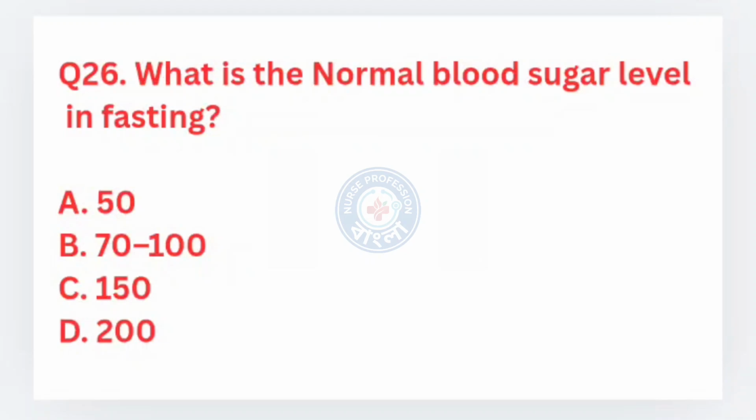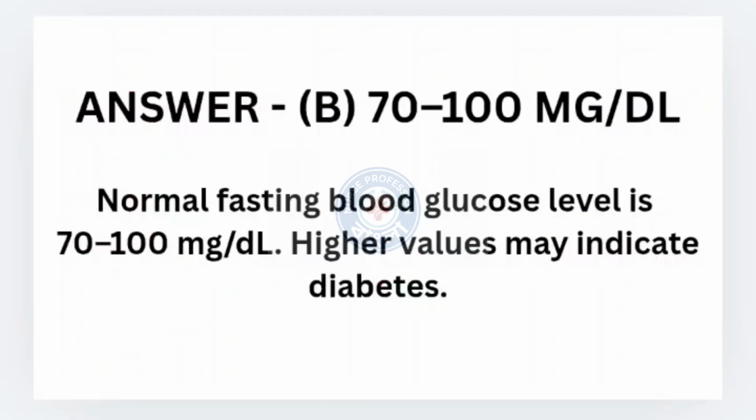26. What is the normal blood sugar level in fasting? 50, 70 to 100, 150 and 200. Answer: 70 to 100 mg per dl. Normal fasting blood glucose level is 70 to 100 mg per dl. Higher values may indicate diabetes.